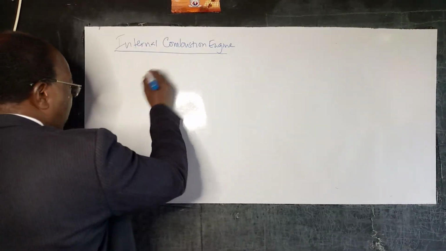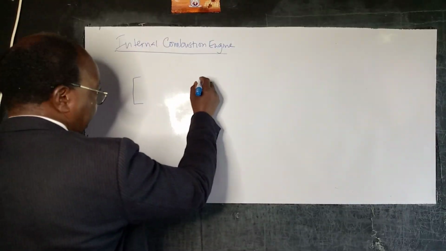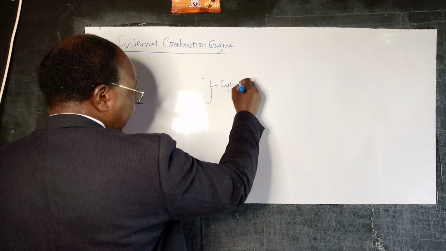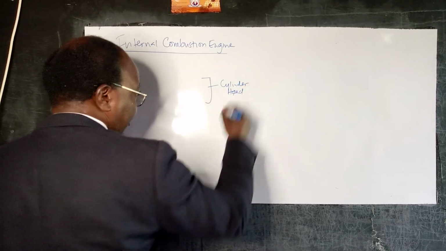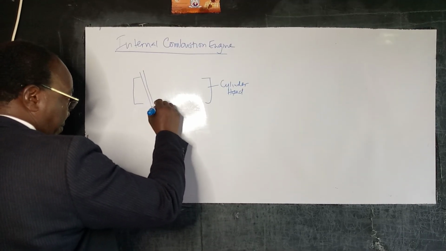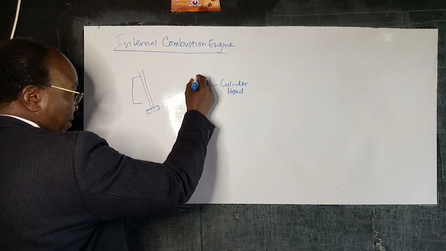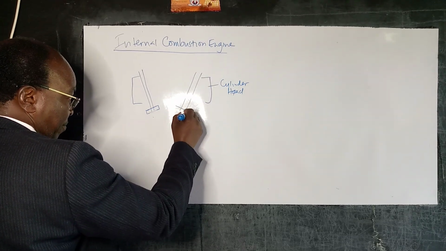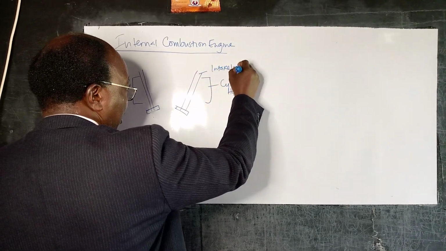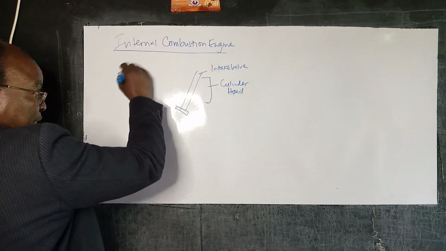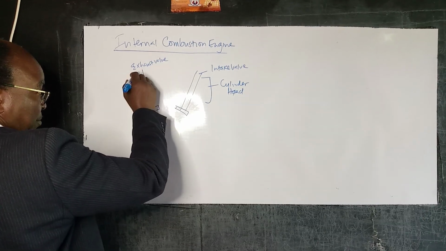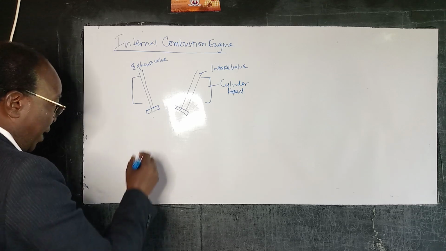Now, let us look in a schematic at what we have. That's called the cylinder head. The engine, you're looking at the front view. Then we have our valves. This will be the intake valve, and this will be the exhaust valve. And so here we have our piston.